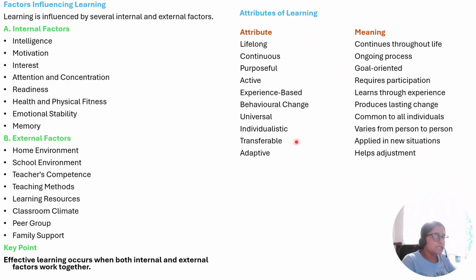Then it is individualistic. That means learning varies. Every person is not the same. So it will vary from person to person. It is transferable. That means a person learns a knowledge at a particular time, and he will apply it into different situations of life. And it is adaptive. It helps a person adjust to various situations around him.